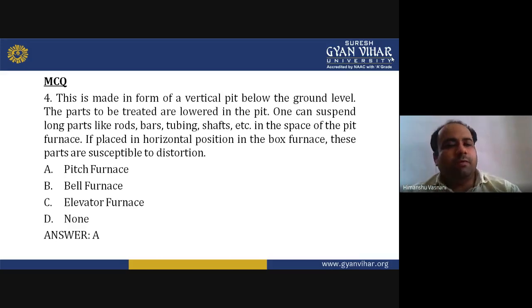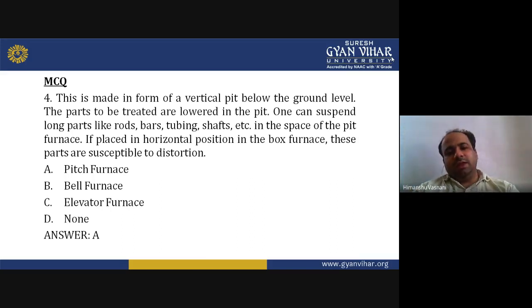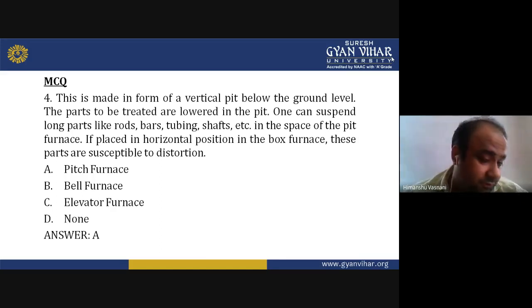Now, this is made in the form of a vertical pit below the ground level. The parts to be treated are lowered in the pit. One can suspend long parts like rods, bars, tubings, shafts, etc. in the space of the pit furnace. If placed in a horizontal position in the box furnace, these parts are susceptible to distortions. So, four options are given: either pit furnace, or bell furnace, or elevator furnace, or none. So what is the answer?